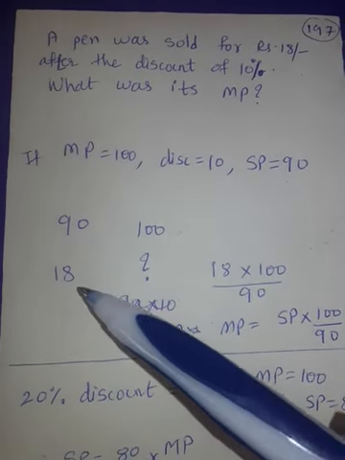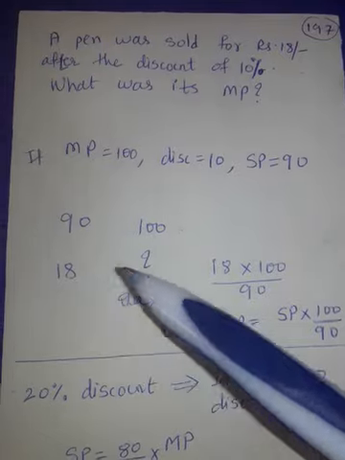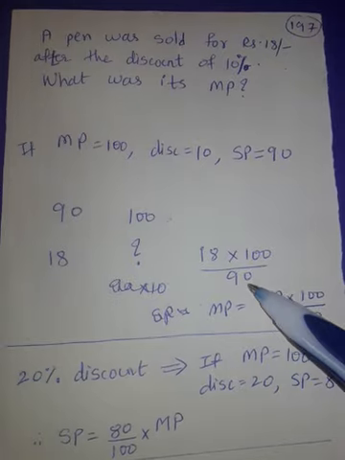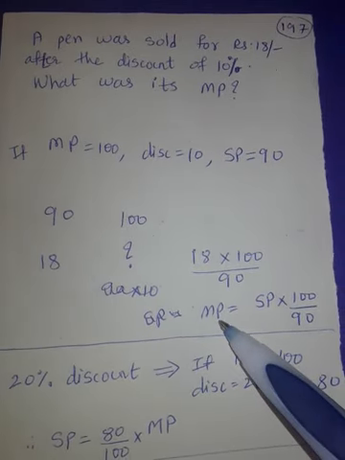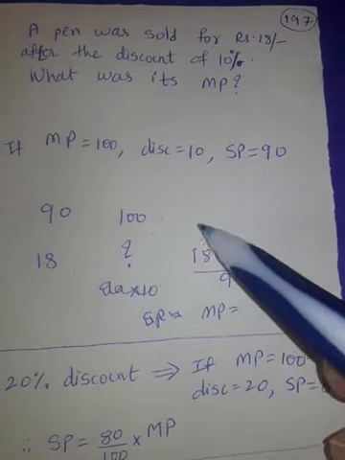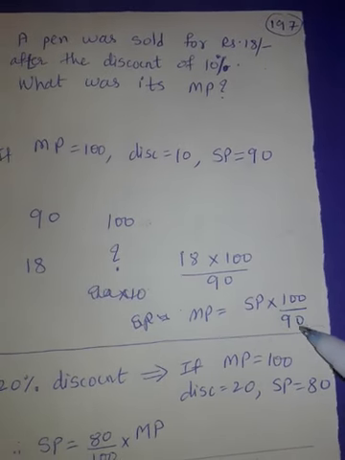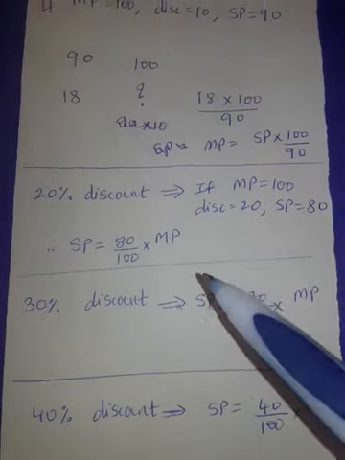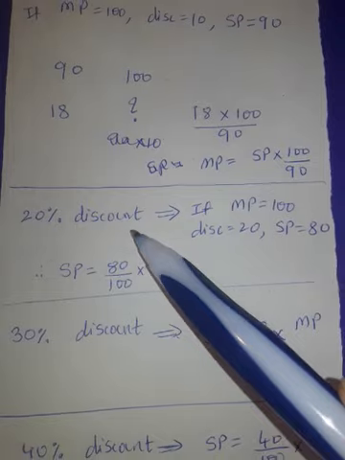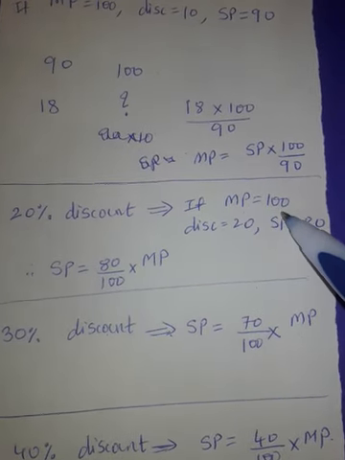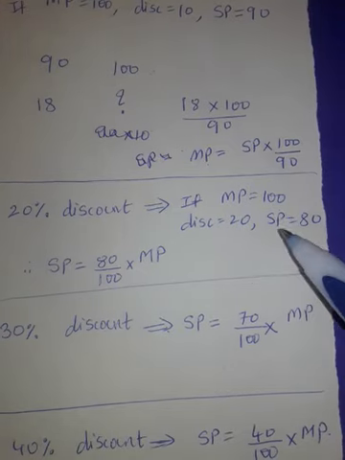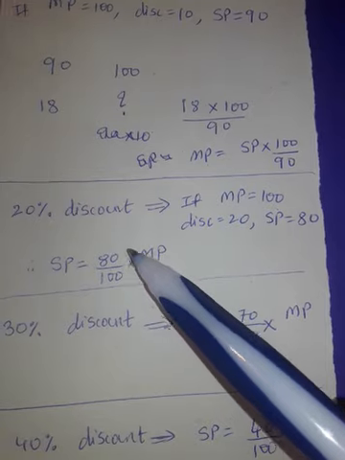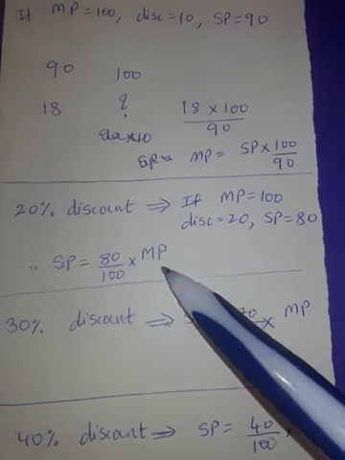When SP is 18, which is given to us, what will be MP? 18 into 100 upon 90. So MP becomes, now 18 is SP, isn't it? SP into 100 upon 90. Did you understand the relation? Let's understand it more clearly. When I say 20% discount, it means if MP is 100, then discount is 20 and SP is 80. So SP is equal to 80 upon 100 into MP.